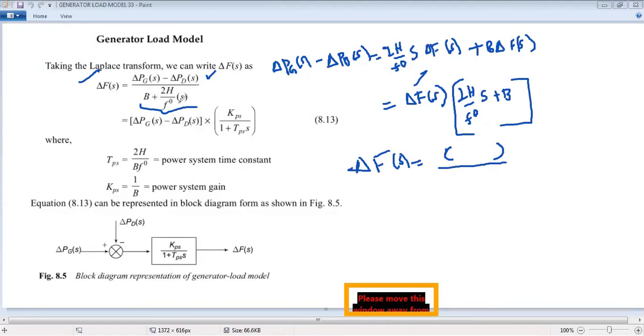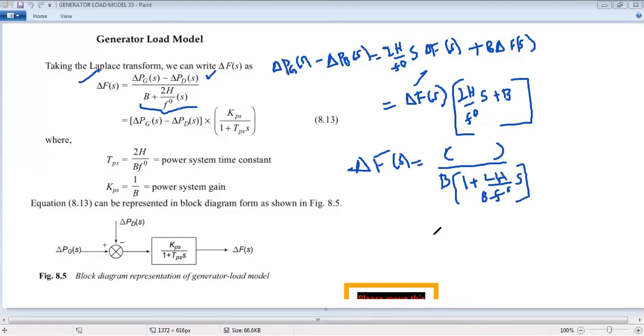In the denominator, you take b out. So 1 plus 2h by f naught into s. Let b be multiplied by 2h by b f naught, you will get 2h by b f naught into s. So this is what he has written, b plus 2h by f naught into s. Then you can write it like this, b into 1 plus 2h by b f naught into s.